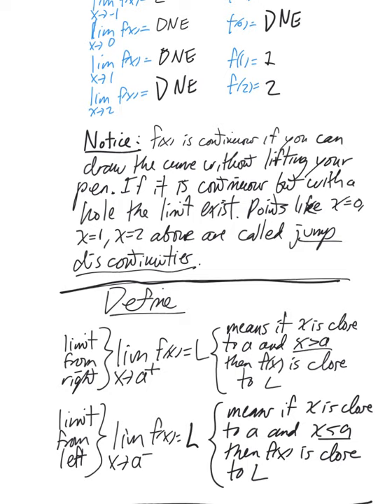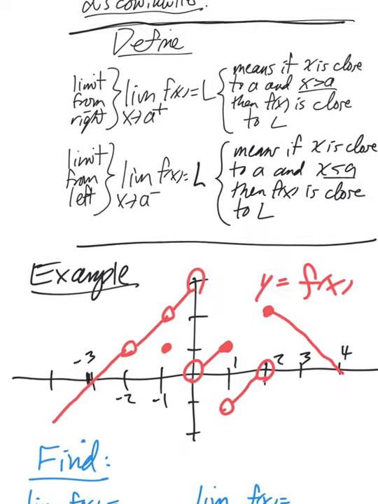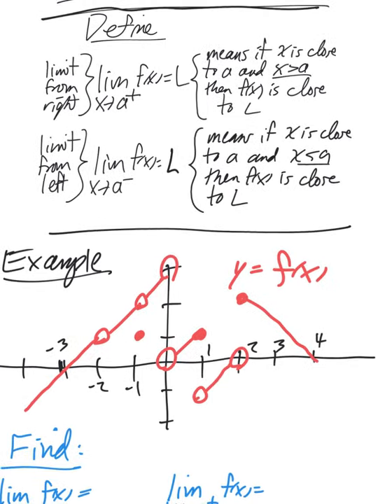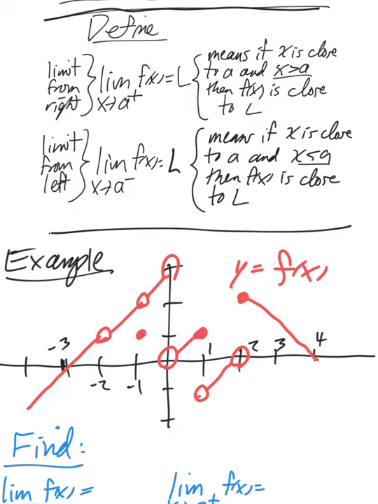We want to talk about those more, so we're going to offer some definitions. We're going to define the limit from the right and the limit from the left. We will write it just like a limit, except we'll put a plus sign when we want to approach a from the right, from above, and a minus sign when we want to approach a from the left, from the negative side.